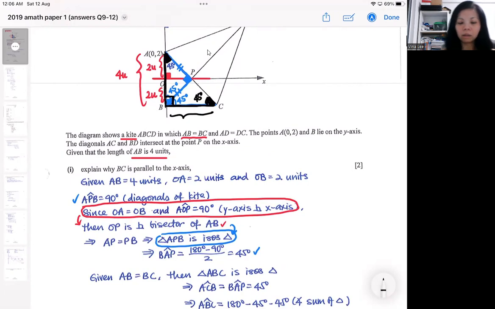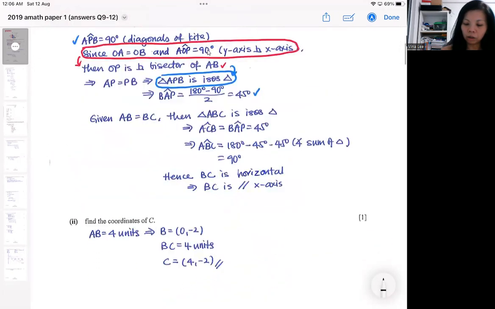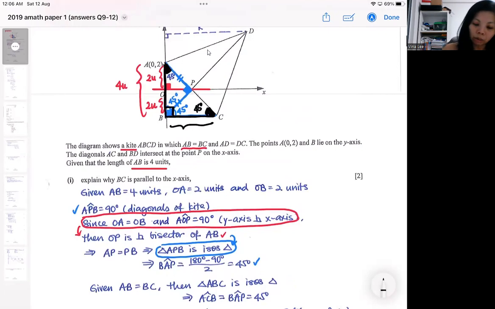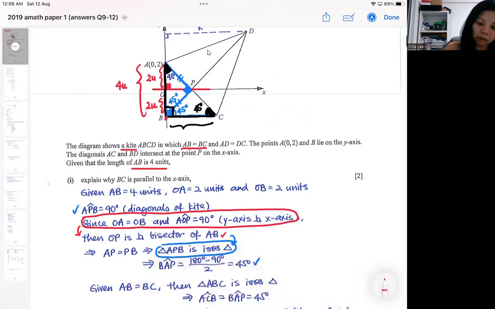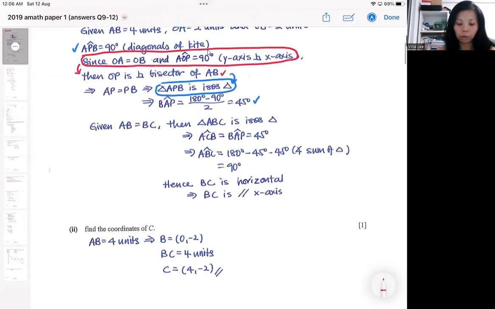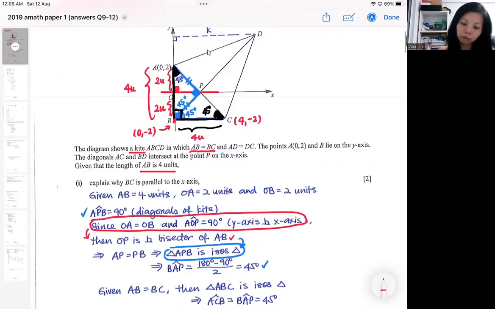Okay, and then after this, the next part, they actually ask you for the coordinates. So we continue to make use of the length. If this OB is 2 units, then this part should be 0 minus 2. And then we know that this is 4 units. So this one will be 4 minus 2. So you can go through the idea. You can tell the coordinates, and it's only 1 mark, so you can give it directly as well. So eventually you got the coordinates.